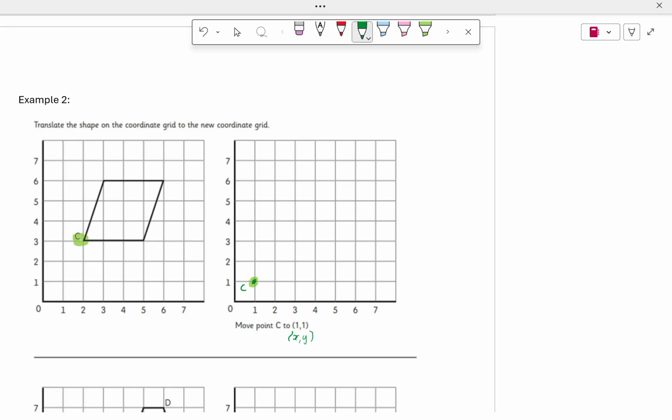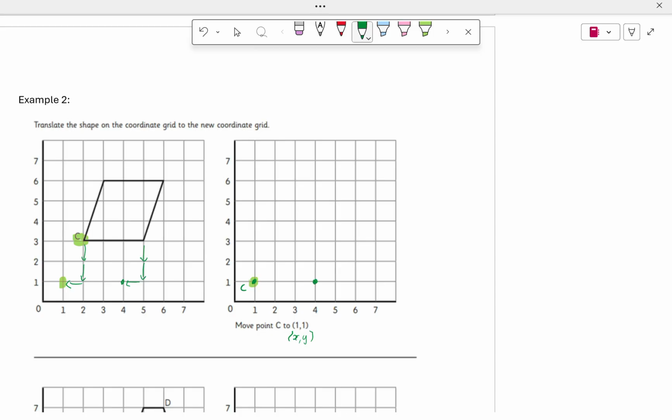There are two ways to do it. You could think about the transformation you've done: how did I get from my original point C to my new one? I went down by 2, left by 1. If I work across here, down by 2 and left by 1, following the same pattern over to this vertex, I would end up with that point there, which is going to be at (4, 1).